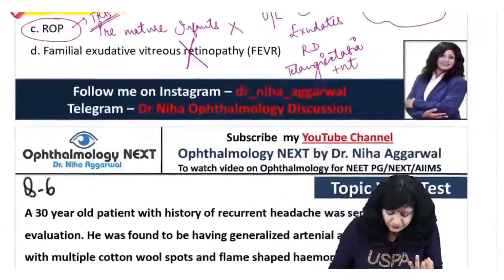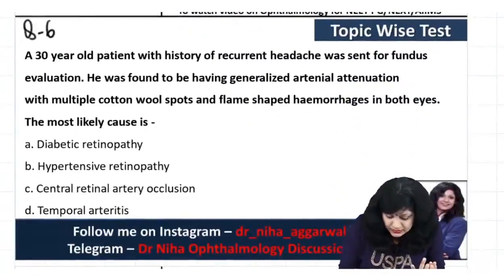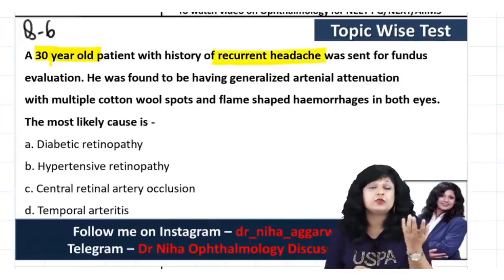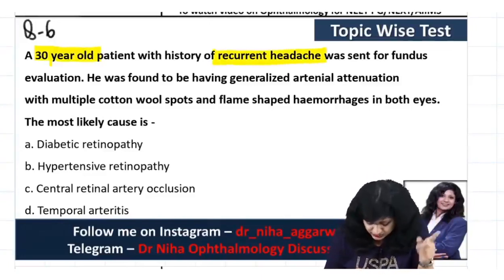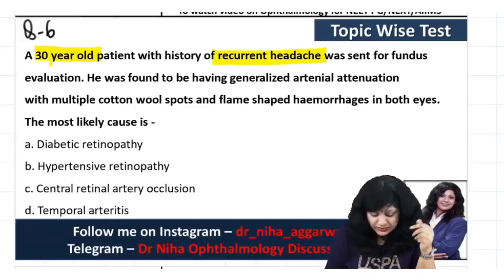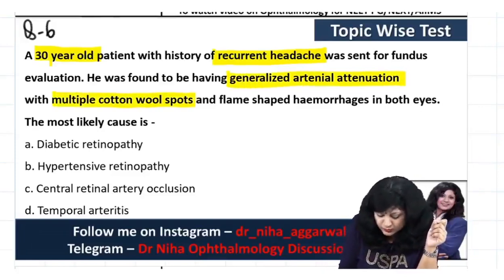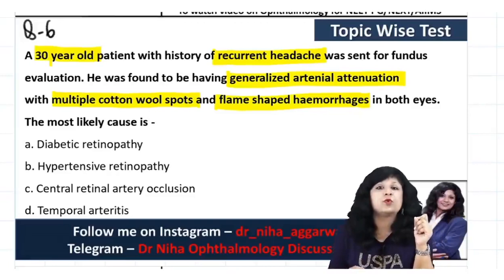Okay. Next question, question number 6. Here we have a 30-year-old patient who is having recurrent headache. Normally you do not expect recurrent headache in a 30-year-old patient, but this patient is having it, and therefore fundus was advised. He was found to have generalized arteriolar attenuation with multiple cotton wool spots and flame-shaped hemorrhages in both the eyes. What is the most likely cause?